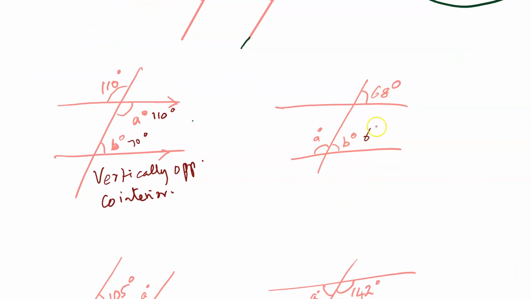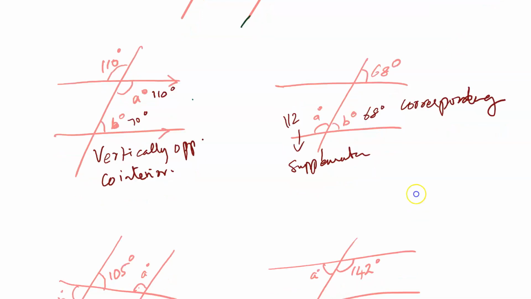So if B is 68 because of corresponding angle, we know that this now becomes supplementary, right? So 68 plus something gives you 180. So 112. So A must be 112. So what is the reason? This one is because of the corresponding angle, and this one is because of supplementary angles. So make sure you write those ones.